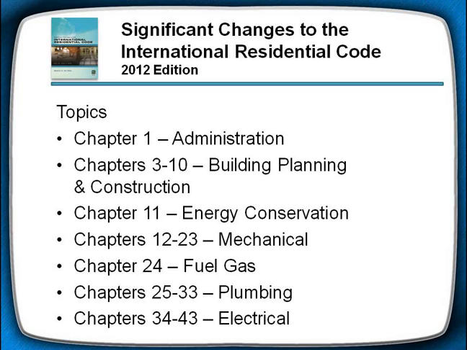The majority of significant code changes occurred in the building planning and construction provisions of IRC Chapters 3 through 10, and these changes are covered in detail in this publication. For example, many important changes occurred in the wood wall bracing provisions, and those changes are discussed in a series of subtopics to clearly explain and illustrate this subject. Of course, this publication also covers the significant changes of Chapter 1 Administration and Chapter 11 Energy Conservation, as well as the mechanical, fuel gas, plumbing, and electrical provisions of Chapters 12 through 43.